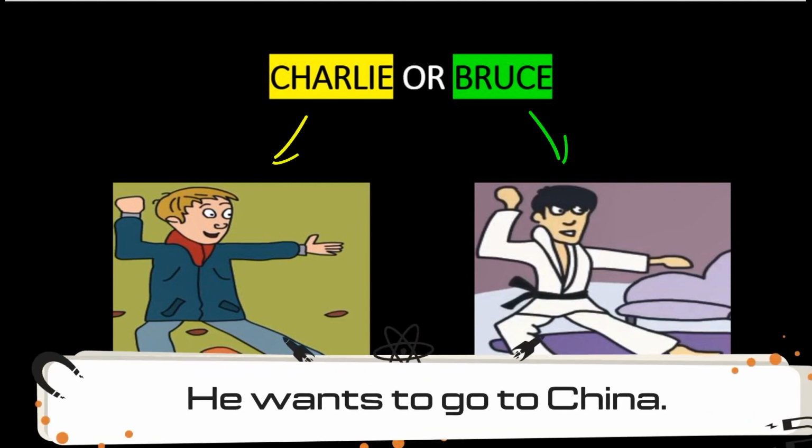And then, he wants to go to China. Who wants to go to China? Yes, you're correct. The answer is Charlie.